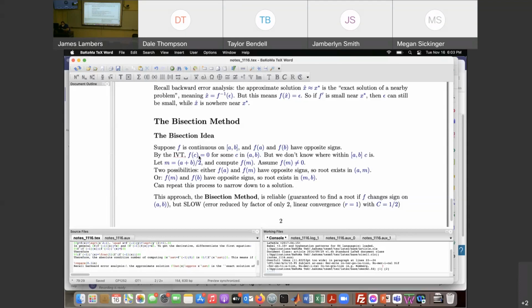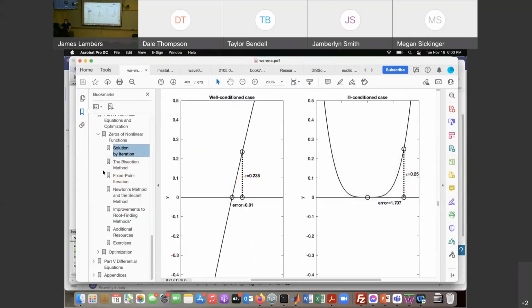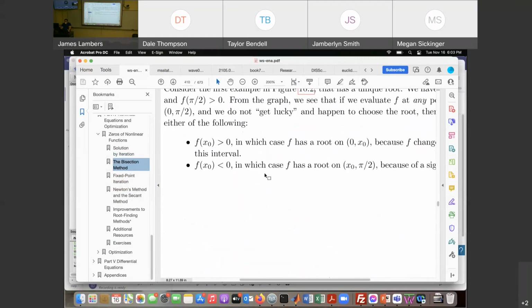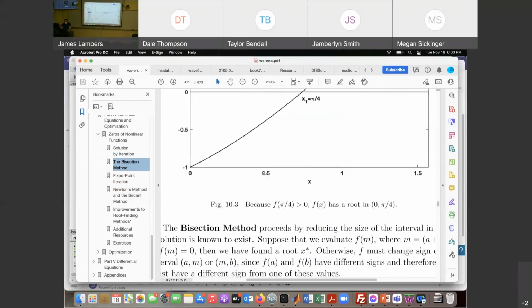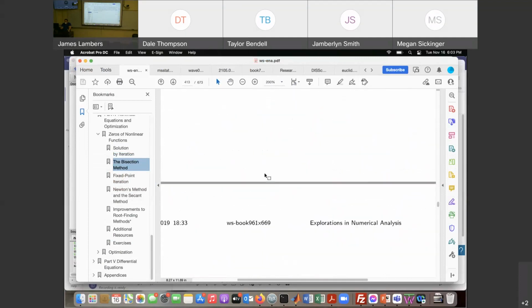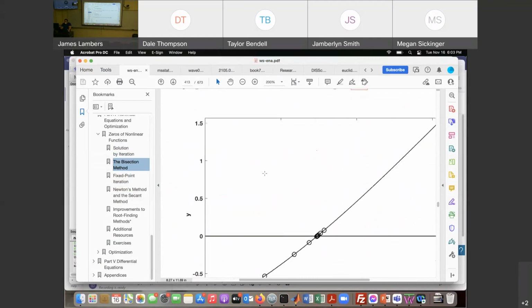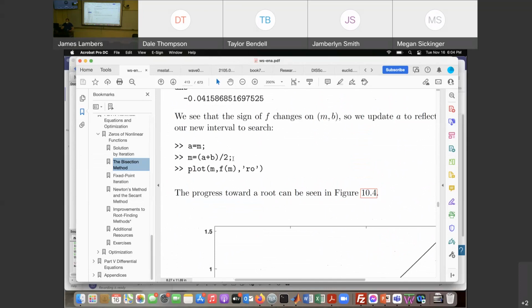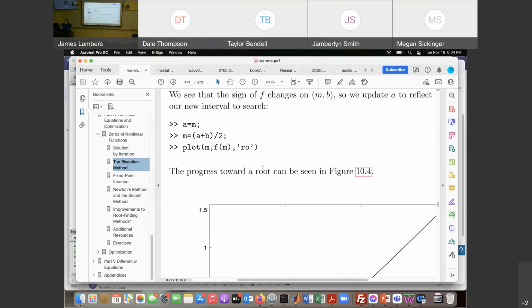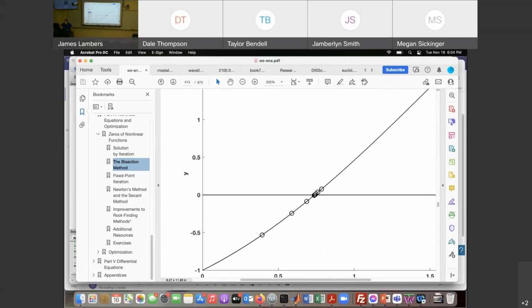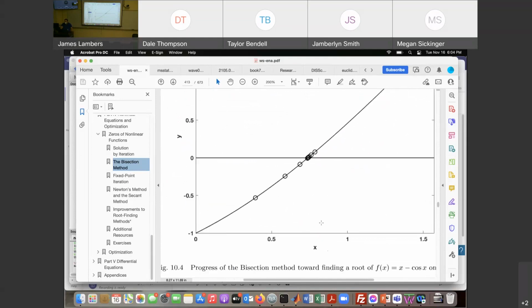So, I'll show you the algorithm for bisection. Okay, and this example actually steps you through bisection for a specific function, so you can see that the values are getting closer and closer to a root.